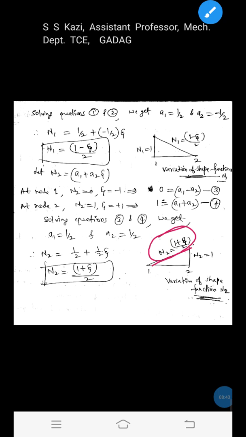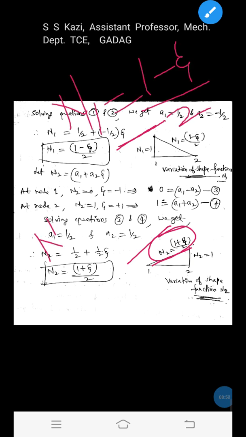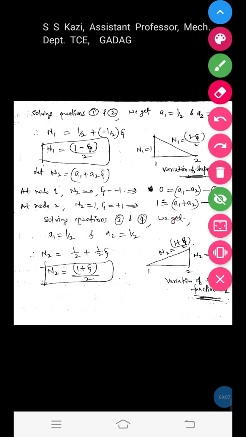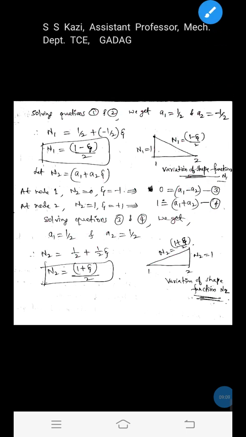These are the shape functions for a one dimensional linear element having two nodes. They are given by n1 is equal to 1 minus zeta divided by 2 and n2 is equal to 1 plus zeta by 2. In terms of natural coordinate zeta, we have derived these shape functions. This is how you can derive the shape functions for a one dimensional linear element in natural coordinates.